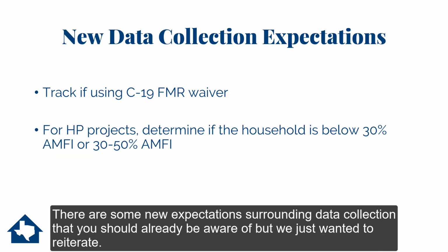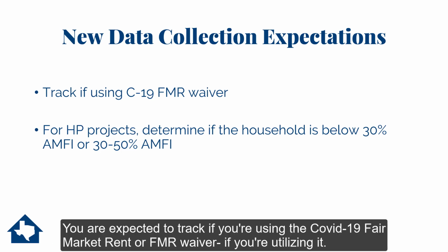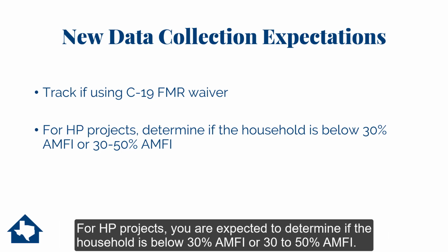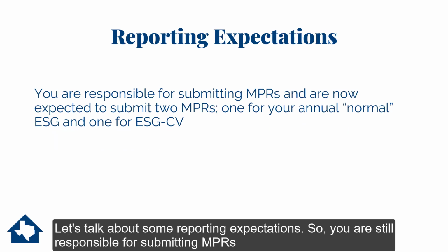There are some new expectations surrounding data collection that you should already be aware of, but we just wanted to reiterate. You are expected to track if you're using the COVID-19 Fair Market Rent or FMR waiver, if you're utilizing it. And for homelessness prevention projects, you are expected to determine if the household is below 30% AMFI or 30 to 50% AMFI. Let's talk about some reporting expectations.